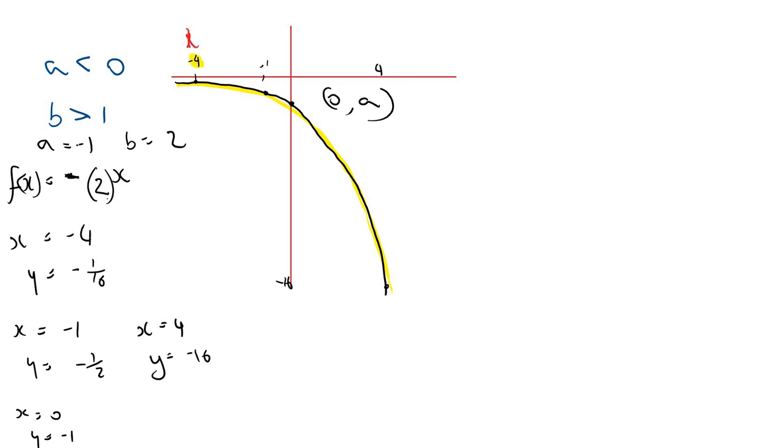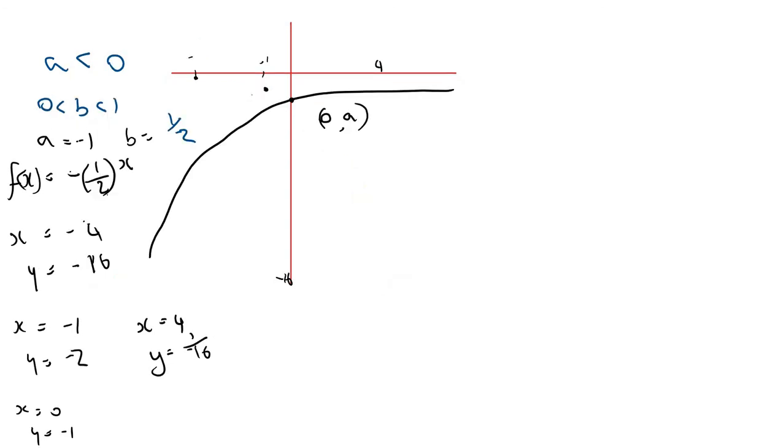When x is minus 4, y is going to be minus 1 over 16. So very close to the value 0 there. When x is minus 1, y is becoming minus a half, so a gradual decrease in the y value. And when x is 4, y is minus 16. So we can see dramatic changes there.